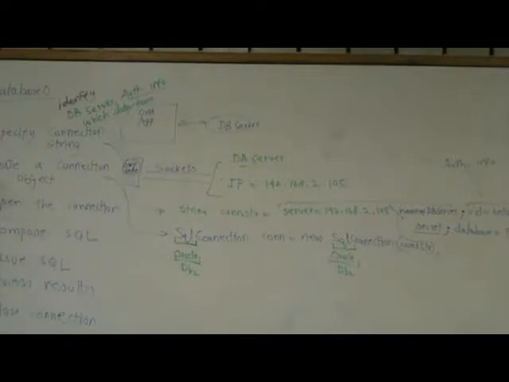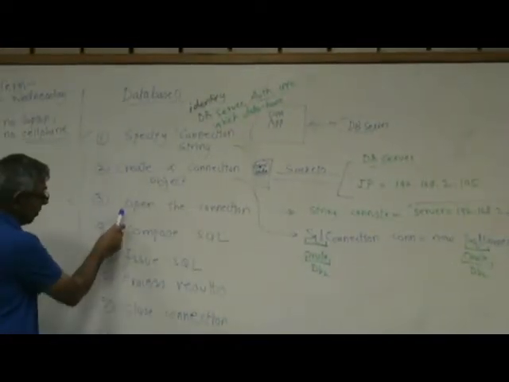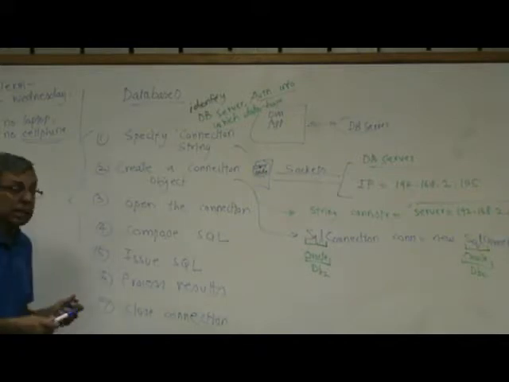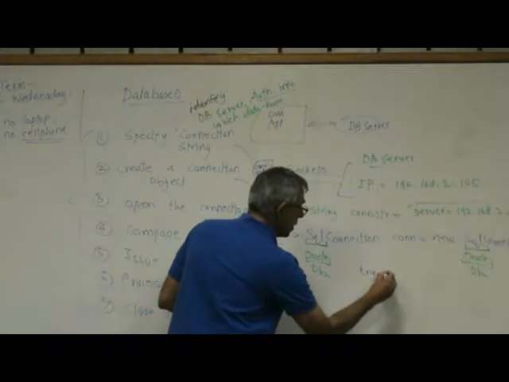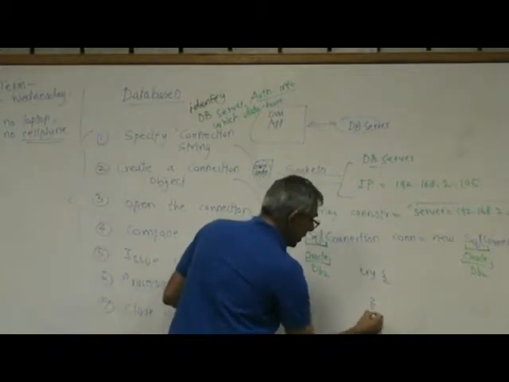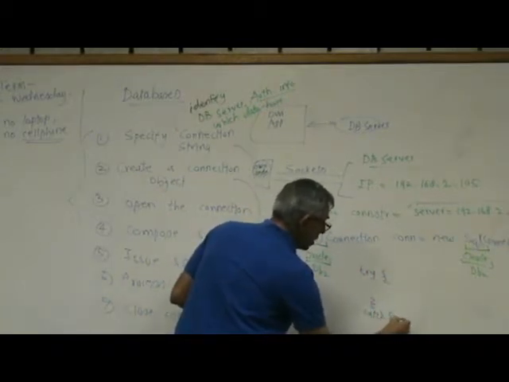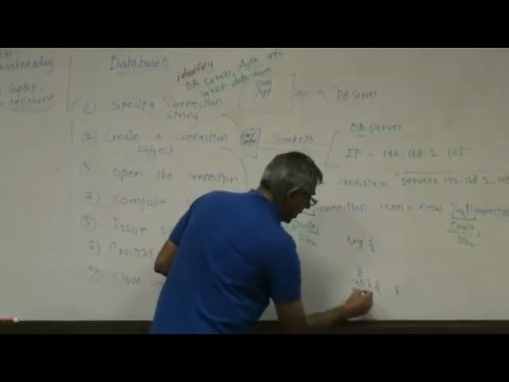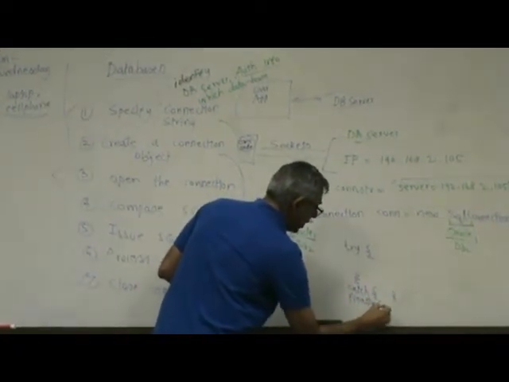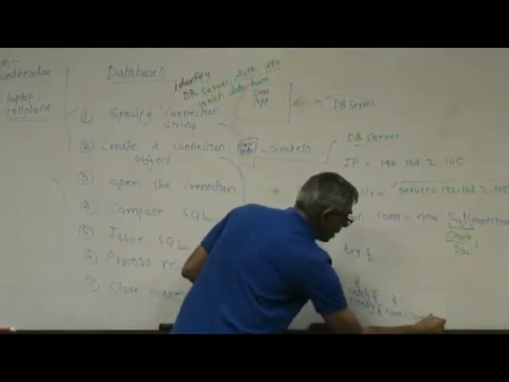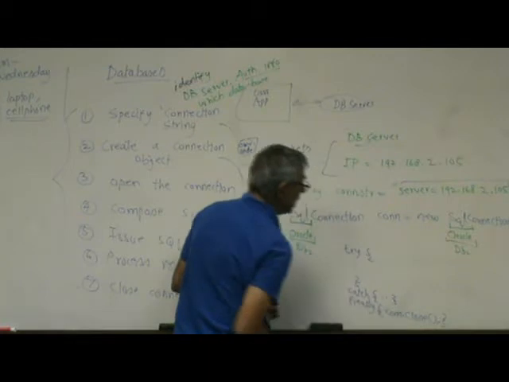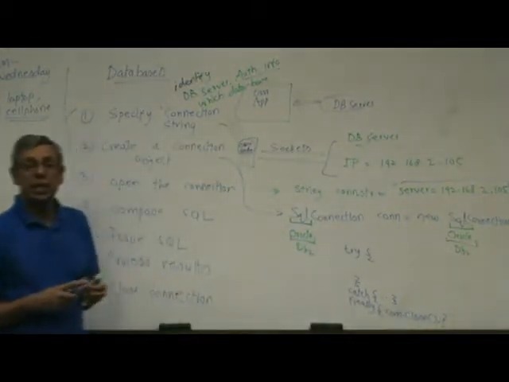Okay? So anyway, that's called creating the connection object, right? Then the rest of the code, from opening the connection to composing the SQL, typically we write it in a try, catch, and finally block. Okay, in the finally, we always close the connection. Remember, the finally block is always executed regardless there's an error or not.